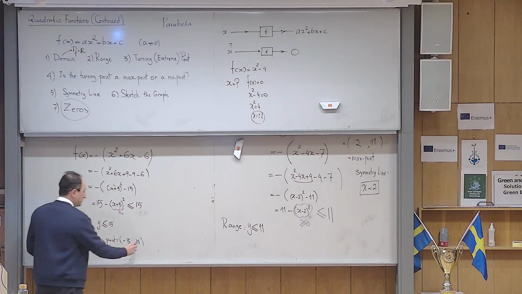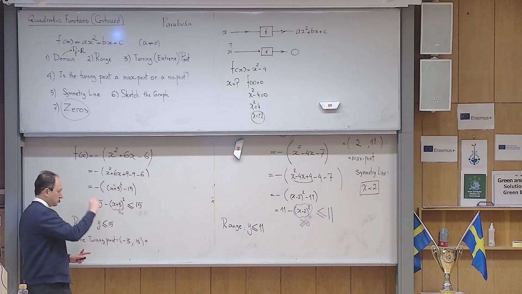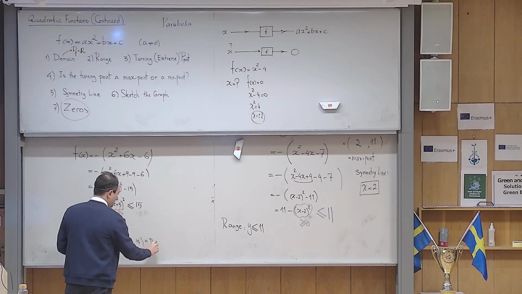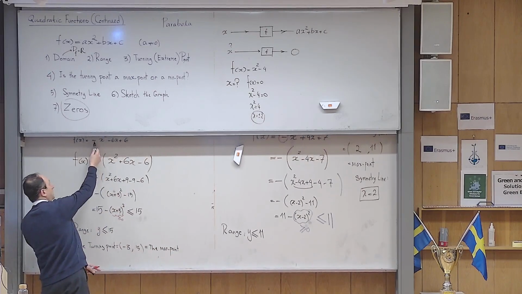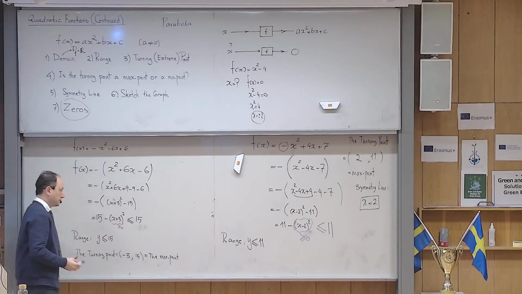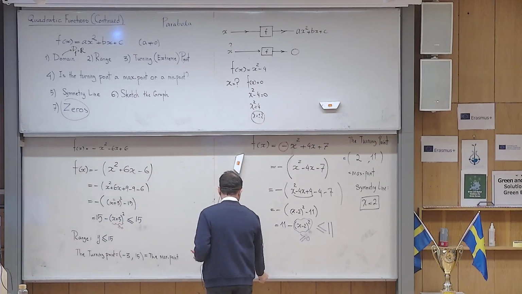But what type of turning point is this? Because this is the highest possible value for y, it means that I have a maximum. So that's the max point. So remember this, whenever this sign is negative, definitely the turning point is a max point. And then the rest of the questions are simple to do, yes?